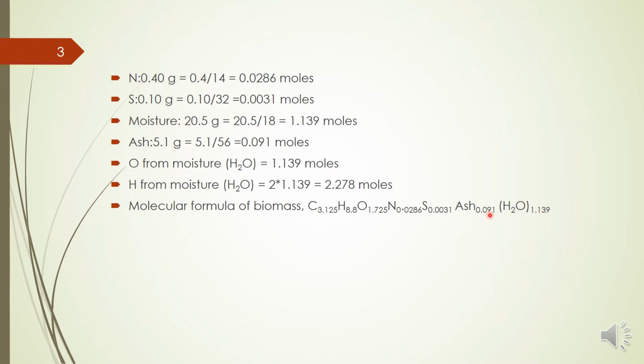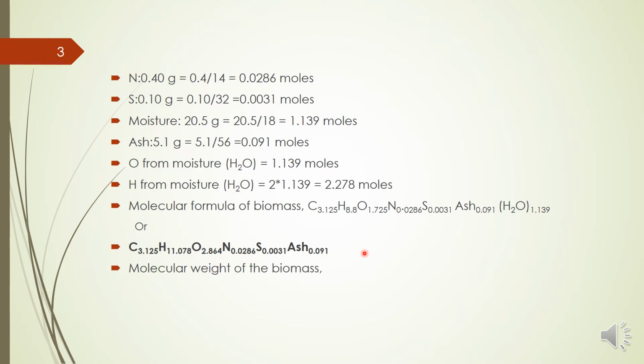But we can further simplify this, because the moisture means we have H2O. So we can add these hydrogen moles and oxygen moles here, so that we can eliminate this H2O in this equation. So that means this is our new molecular formula: C 3.125, hydrogen 11.078, oxygen 2.864, nitrogen 0.0286, sulfur 0.0031, and ash 0.091.